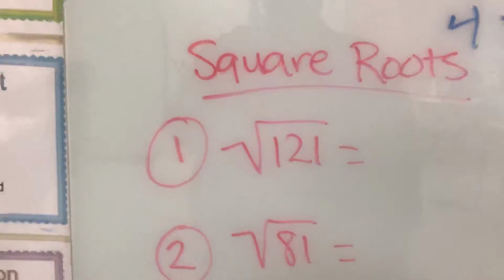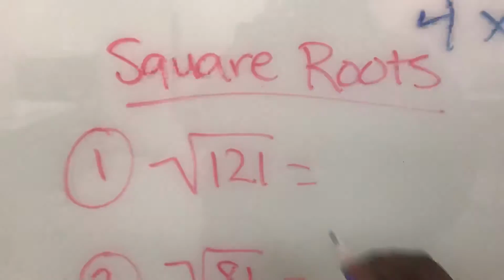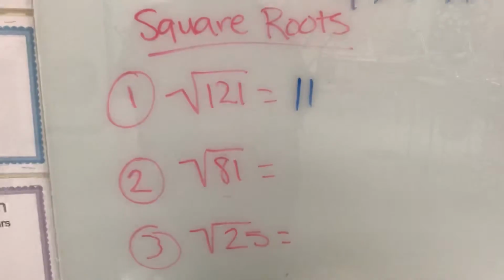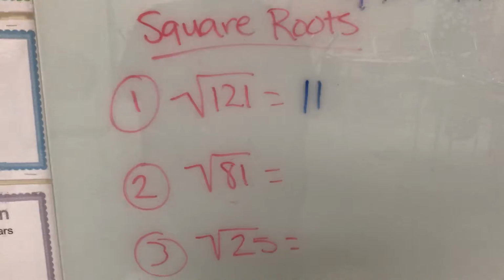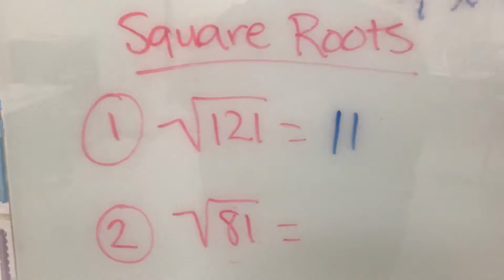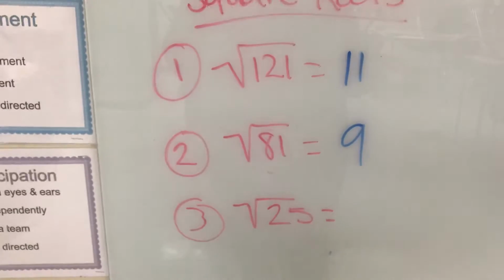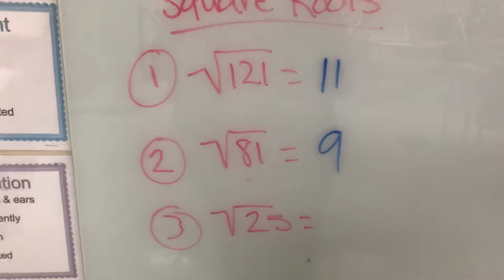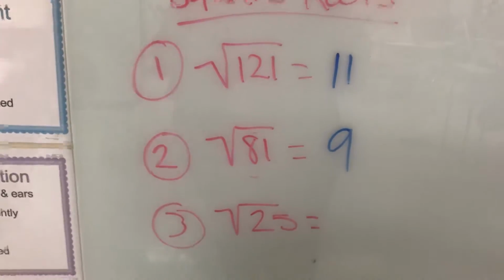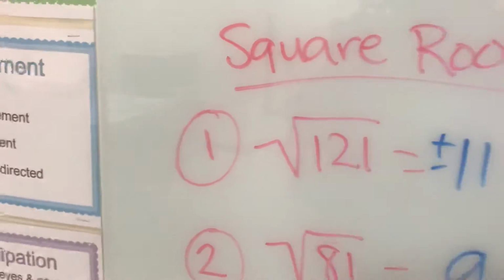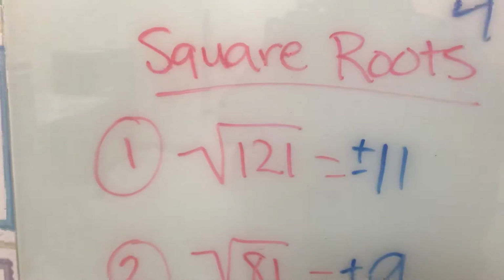Now getting into the square roots, again, you have to have a number times itself equal the number within this radical. 11 times 11 equals 121. Therefore, the square root of 121 is 11. 9 times 9 equals 81. Therefore, the square root of 81 equals 9. But it equals plus or minus 11, plus or minus 9.